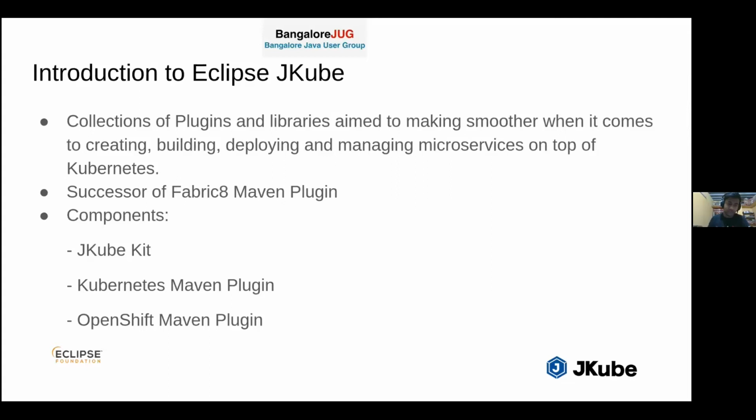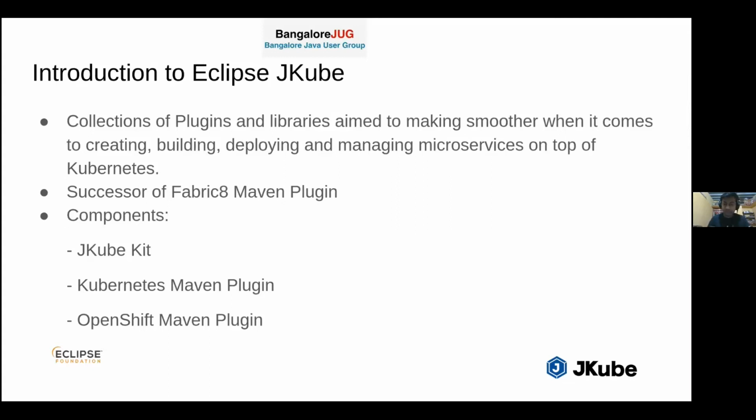Right now it's offering three components. We have JKube Kit, a standalone library that can be used for creating Docker images and generating manifests. And we are offering two Maven plugins: the Kubernetes Maven plugin and the OpenShift Maven plugin.